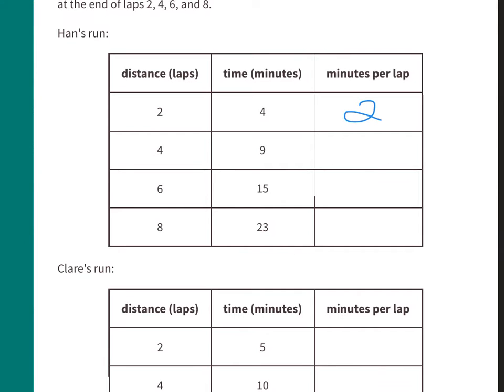9 divided by 4, after the fourth lap, she's up to 2.25 minutes per lap. 15 divided by 6, she's up to 2.5 minutes per lap. And 23 divided by 8, she's up to 2.875 minutes. So she's getting slower, right? But that makes sense. She's running more laps, getting more tired, and so she's slowing down.